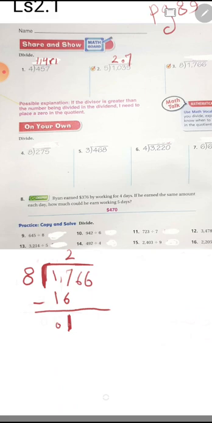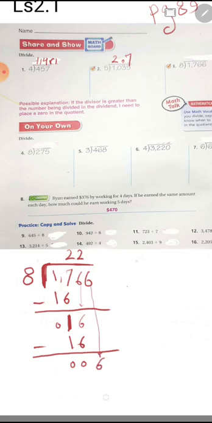Okay? Now, can I divide 100 by 8? No. I will take the tens, 6 tens. It will be 16 tens. 16 divided by 8 equals 2, 2 in the tens digit. 2 multiplied by 8 equals 16 tens. So I will subtract: 6 minus 6 equals 0, 1 minus 1 equals 0. Now I will take the 6 in the ones digit.